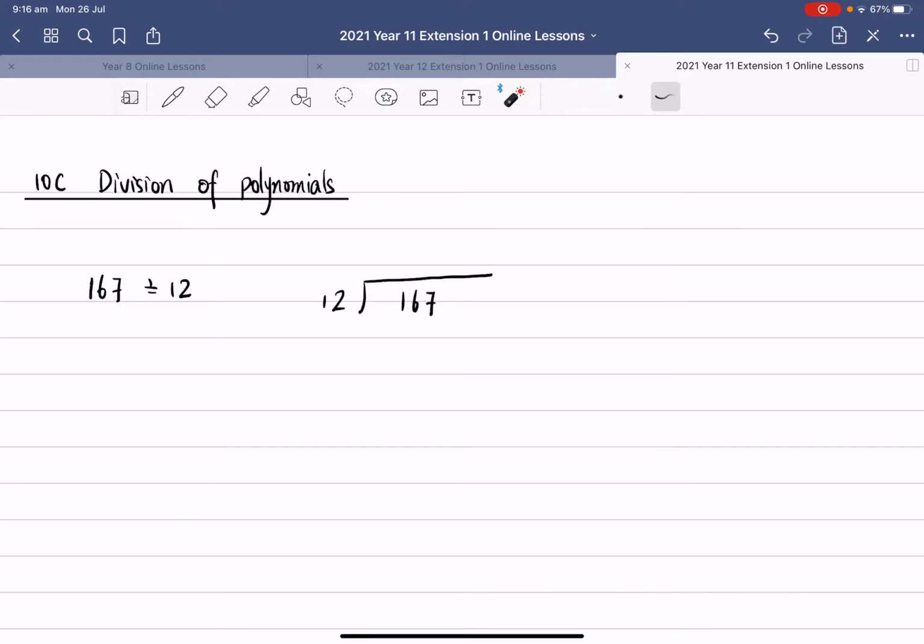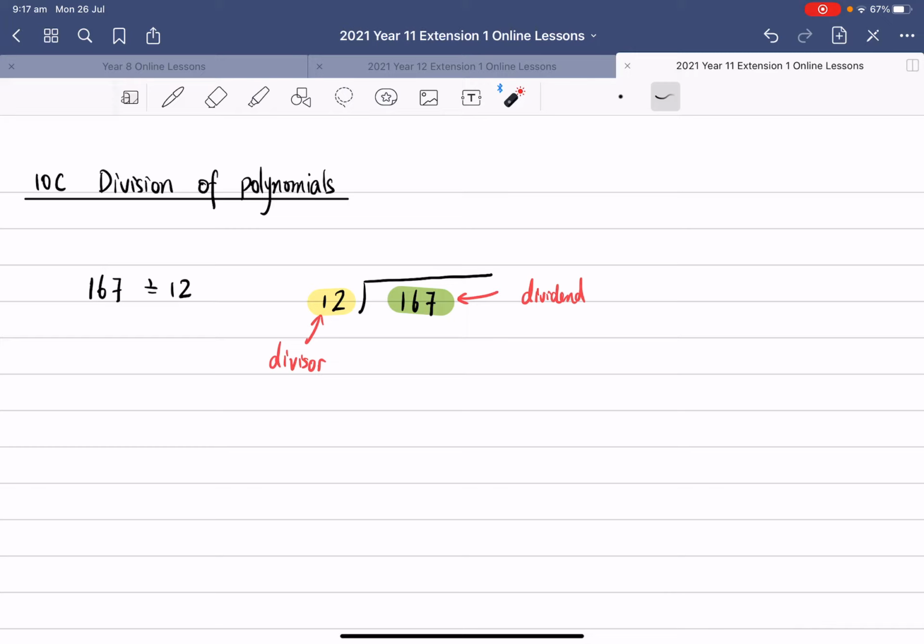That number 12, as you can see here, is called the divisor, okay? Number 167 is called the dividend. Okay, all right, and then obviously we need to do the question, and the answer we get from here is called the quotient. And if we have a remainder, then the number that's left over is called the remainder here.